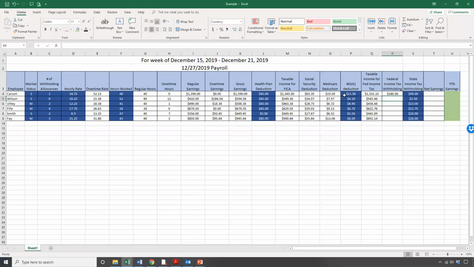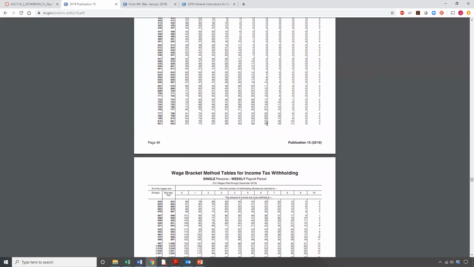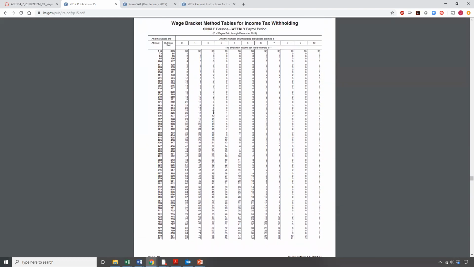Okay, let's look at the second one. Single 0 and $545 of income. So we're going to go up a little bit, 545. So that person's going to fall into this bracket right here. And they had 0 allowances, so we're going to withhold $52 for that employee.